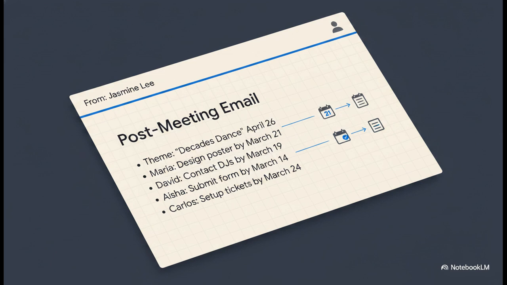Notice how every single action item has a specific owner and a specific due date. For instance, Maria is designing the poster, and her draft is due by March 21st. This right here is exactly how you keep a team organized without any ambiguity.